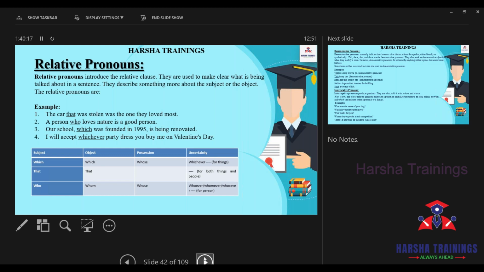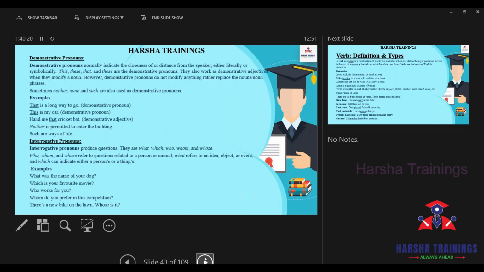Okay, now I'm moving on. Now we have demonstrative pronouns. We'll just go through the examples. There's no need for you to remember the definition as such, right? Demonstrative pronouns indicate either the closeness or the farness, the distance from the speaker. It might be symbolic or literal. Anyways, this, these, that, those, all these are called demonstrative pronouns.